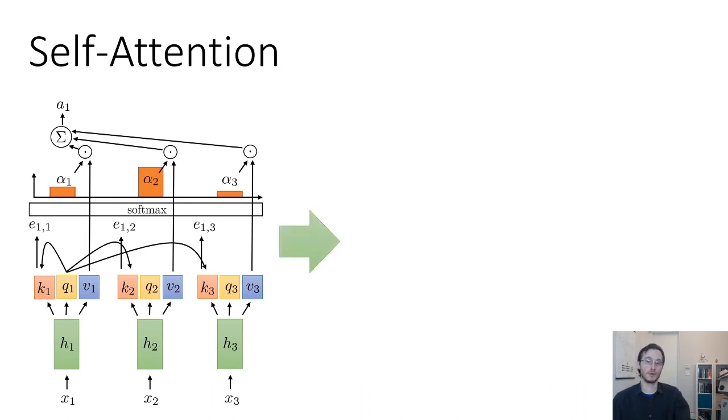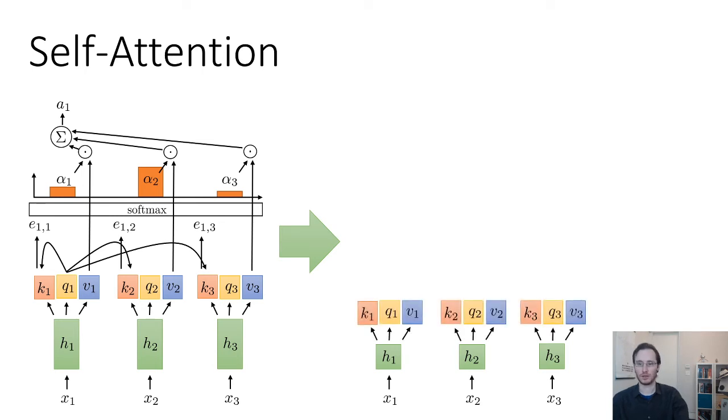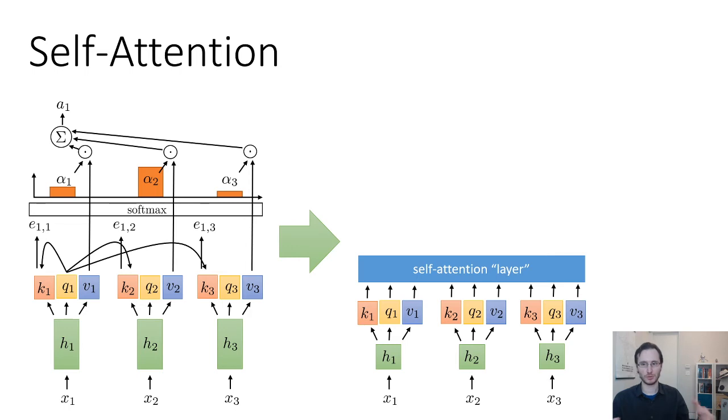Okay. So we could build an entire network out of such self-attention layers. In this network, we would take our input at every time step, get the corresponding H's with some transformation. For each one, we have a key, a query, and a value. We pass those into this self-attention layer. It's a kind of layer, and that produces an activation at every time step. And then we can repeat the process.